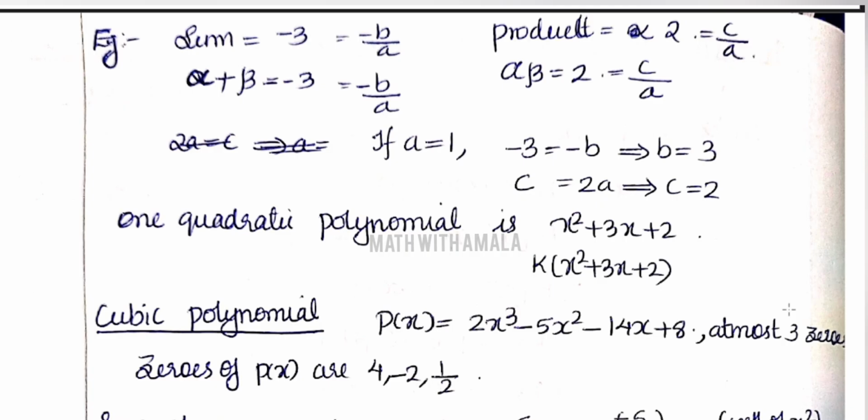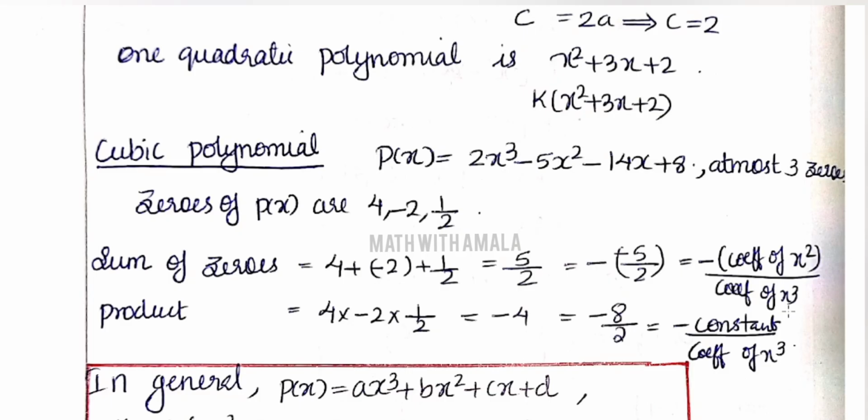Now c equal to 2a. This implies 2 into 1, that is c equal to 2. Now one of the quadratic polynomials is x square plus 3x plus 2, where k is equal to 1, and you can have lots of polynomials with varied values of k. Next one, cubic polynomial. P of x is given as 2x cube minus 5x square minus 14x plus 8. The 3 zeros of p of x are 4, minus 2 and 1 by 2.